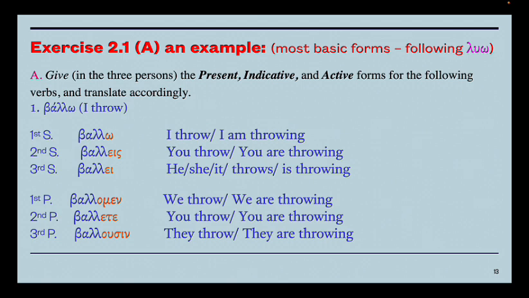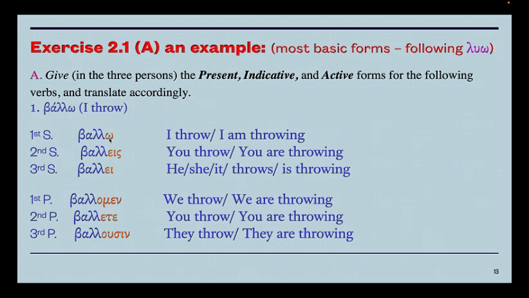Now, the given verb is ballo. I throw, or I am throwing. Ballo. This is the vocabulary form. It is in the present indicative active form. So the first person singular is ballo. And the second person singular is balleis. And the third person singular is ballei. And the first person plural is ballomen. And the second person plural is ballete. And the third person plural is ballousin.